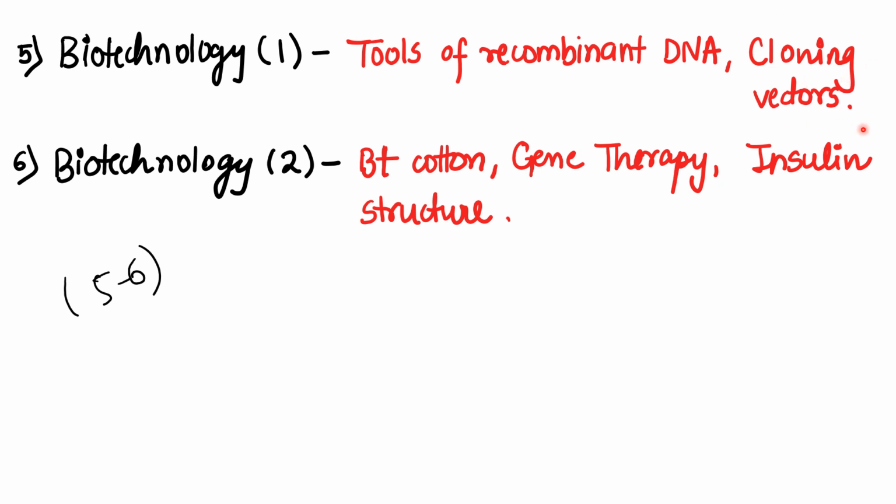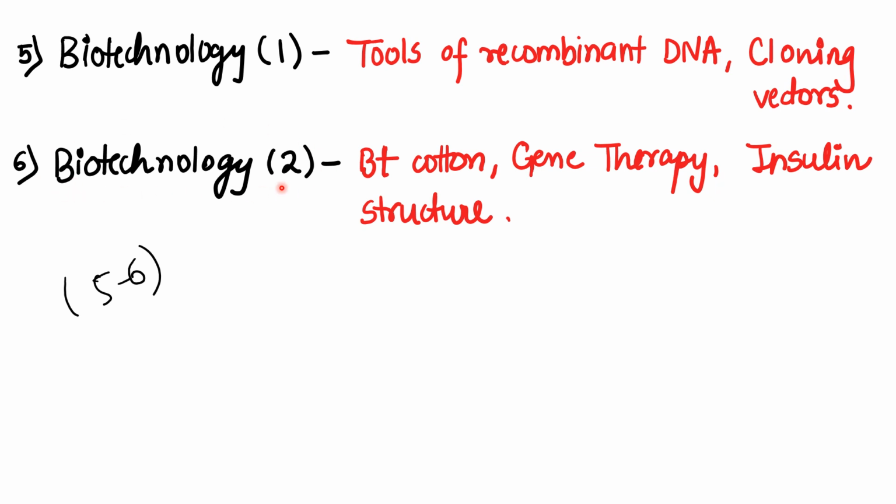The second important topic is cloning vectors. In cloning vectors, there are 4 to 5 features given, like origin of replication, that is ORI. Second, selectable marker. Third, cloning sites. And fourth, vectors for cloning in plants and animals. Out of these, the most important is cloning sites. From this, one question is asked every year. And also the diagram of figure 9.4 is important, it can come for labeling.